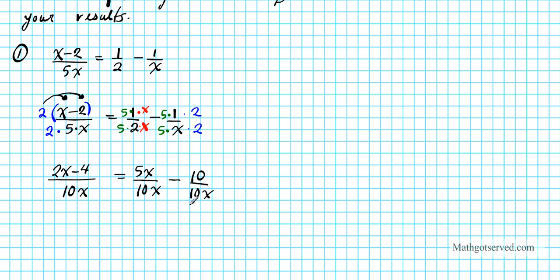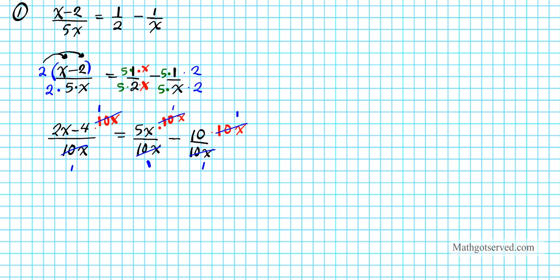All right. So the LCD is 10x, so multiply every single term by 10x. So multiply this by 10x, multiply this term by 10x, and then multiply this term by 10x. Okay? Now on the left side, these denominators divide out, and then this 10x divides out with the denominator here, and this 10x divides out with the denominator here. All right, so what we're left with is 2x minus 4 equals 5x minus 10.